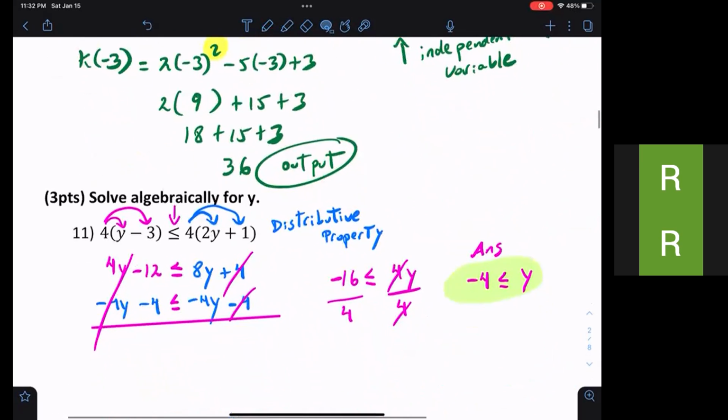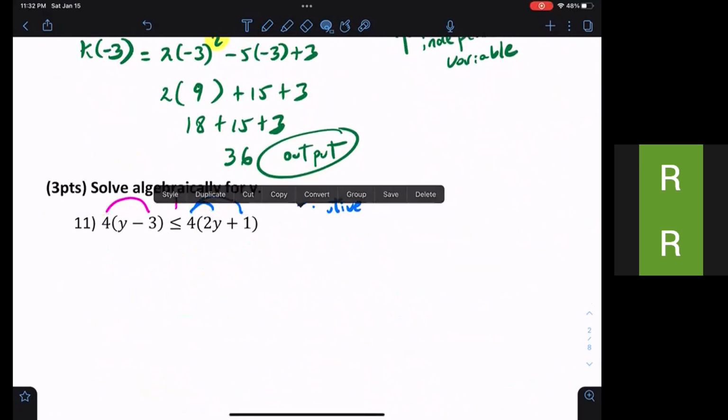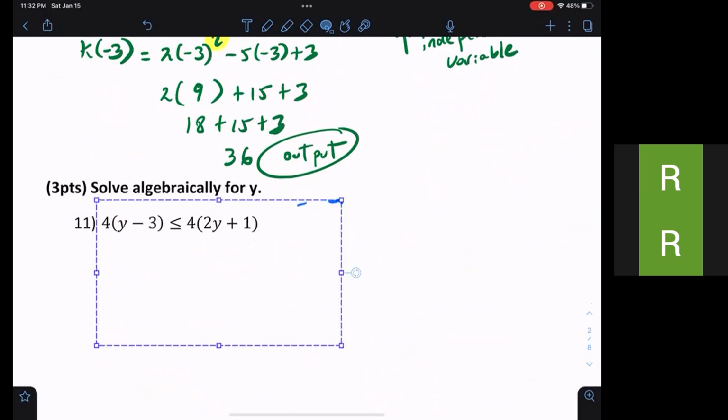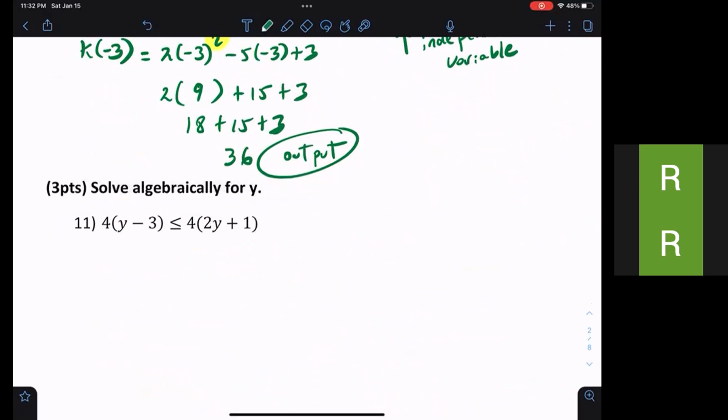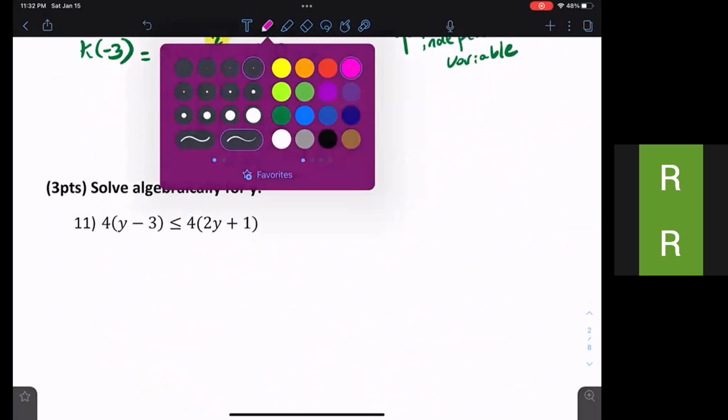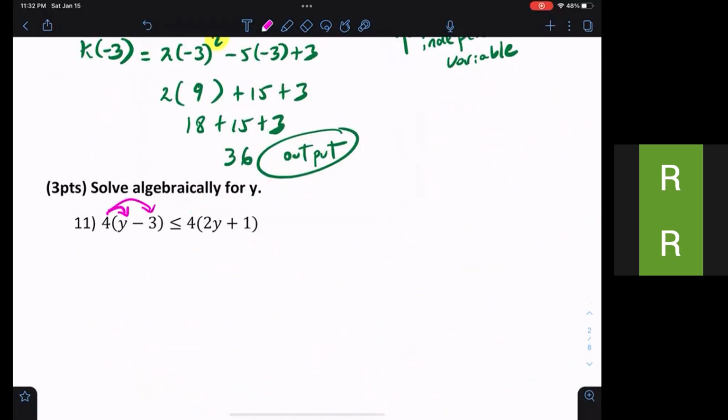Okay. Next, algebra. This is not difficult for you. So we need to solve for y. How do you do that? Very easy. You just use the distributive property twice. So this is 4y minus 12 is less than or equal to, again, distributive property, 4 times 2y is 8y, and 4 times 1 is 4. Now I need to put the variables with the variables and the numbers with the numbers.